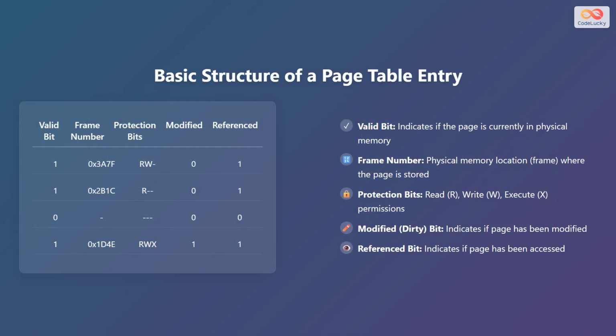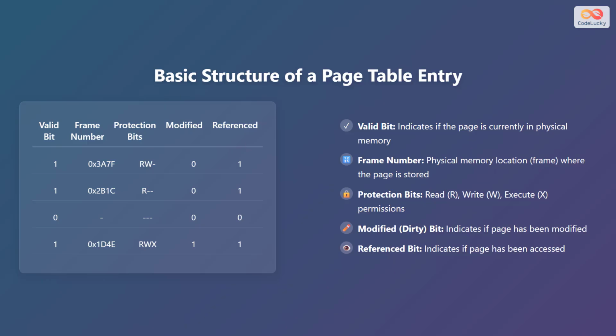Basic structure of a page table entry. The contents of a page table can vary, but a basic page table entry will contain the following fields. Valid bit indicates if the page is currently in physical memory. The valid bit is like a switch that indicates if a page is present in physical memory or not. If the valid bit is 1, it means the page is in memory and accessible. If it's 0, it means the page is not in memory.